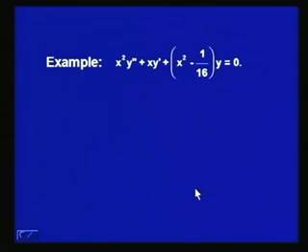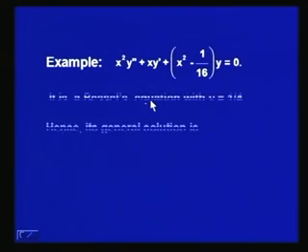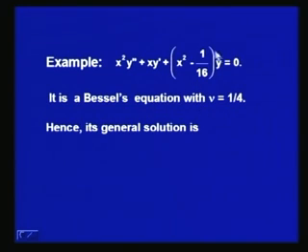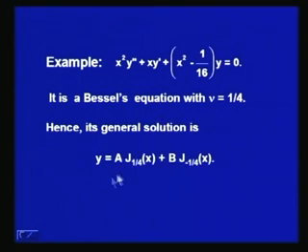Let us study an example. x square y double dash plus x y dash plus x square minus 1 over 16 y equal to 0. It is a Bessel's equation where we have taken nu equal to 1 by 4. If you compare this equation with the standard form of Bessel's equation, you can see that nu is equal to 1 by 4 here. So, nu is not an integer, and therefore the two solutions J nu x and J minus nu x of this Bessel's equation will be linearly independent of each other, and hence we may write its general solution as y equal to a times J 1 by 4 x plus b J minus 1 by 4 x.